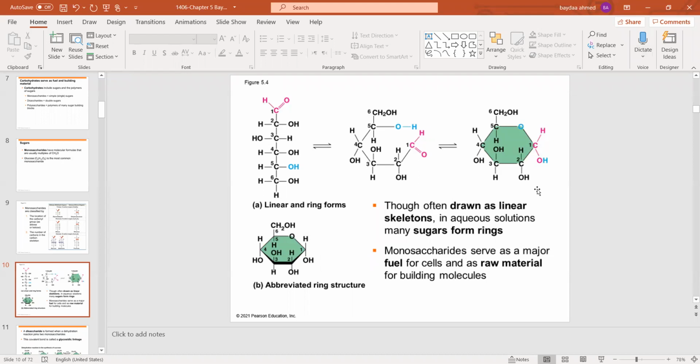Monosaccharides, particularly glucose, are major nutrients for cells. In the process known as cellular respiration, cells extract energy from glucose molecules by breaking them down in a series of reactions. Not only are monosaccharides a major fuel for cellular work, but their carbon skeletons also serve as a raw material for the synthesis of other types of small organic molecules, such as monosaccharides, amino acids, and fatty acids.